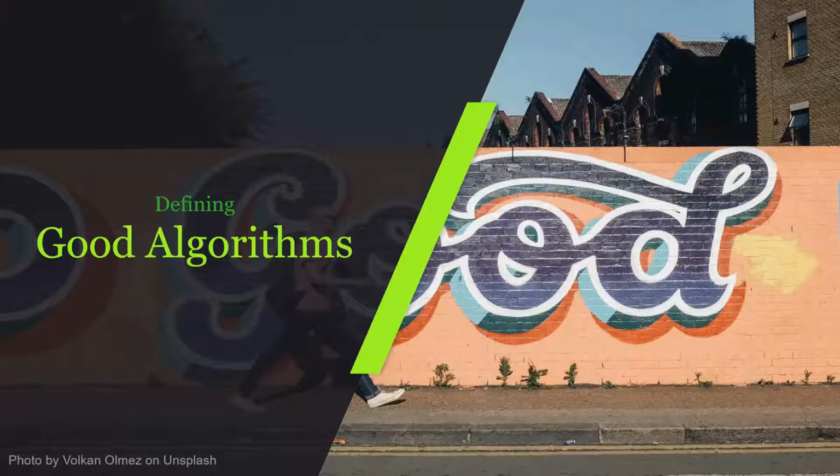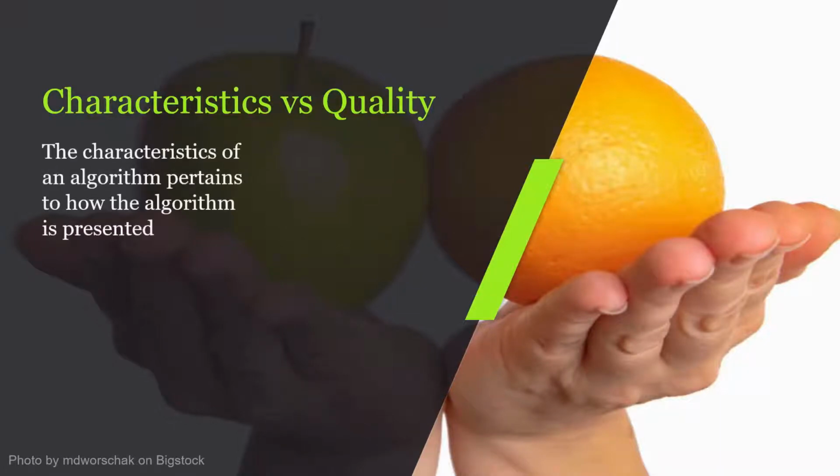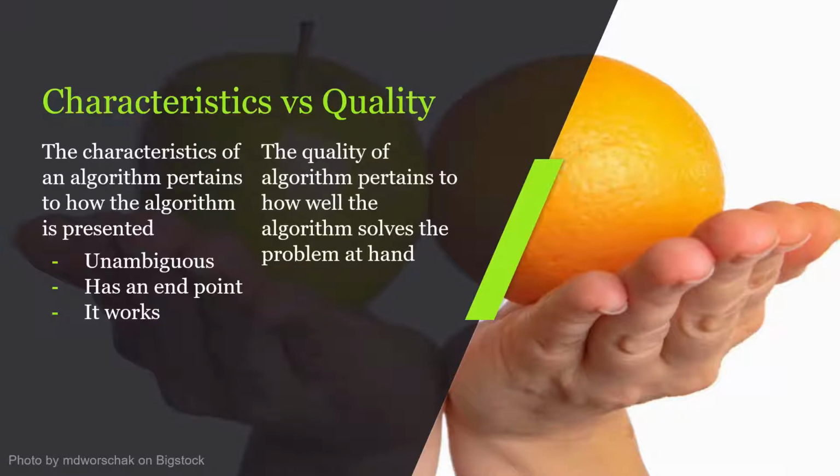When we start considering what makes a good algorithm, we might be thinking of two different aspects of the algorithm: characteristics or the quality of the algorithm. When it comes to characteristics, we're talking about how well the algorithm is presented. So, is it unambiguous? Does it terminate? Ultimately, does the algorithm work? When we consider the quality of the algorithm, we're considering how well the algorithm actually solves the problem.